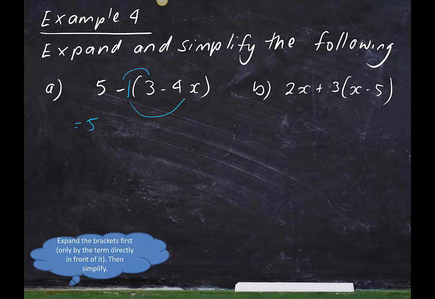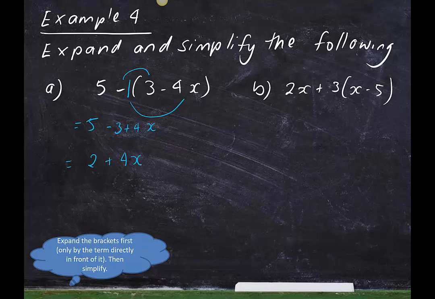Remember that minus out the front is going to change the sign of those terms inside. So the 3 is going to become a -3, and the 4x is going to become a plus 4x. So now we're going to collect our like terms. Now our like terms here are our 5 and our 3. So 5 take away 3 is 2 plus 4x.